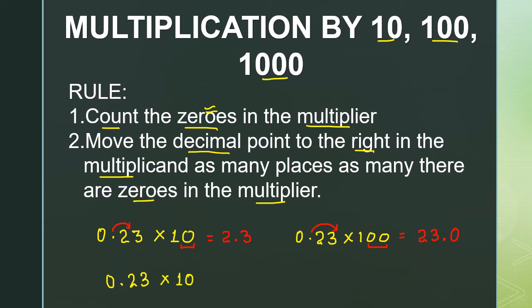If the same number 0.23 is multiplied by 1000, then the number of zeros in the multiplier is 3, but we have only two places after the decimal. We have to shift this decimal three places to the right side. So what we will do, we will add one zero at the extreme right of the number and then shift this decimal three places to the right side. So the answer will be 230. After 0 there is no other digit, so you can write it as 230 or 230.0.